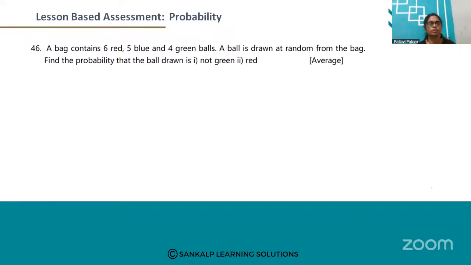Look at the question number 46. A bag contains 6 red, 5 blue and 4 green balls. A ball is drawn at random from the bag. Find the probability that the ball drawn is not green. The second one is the probability that the ball drawn is red. So here the total number of balls in the bag is 6 plus 4 plus 5, which is 15.